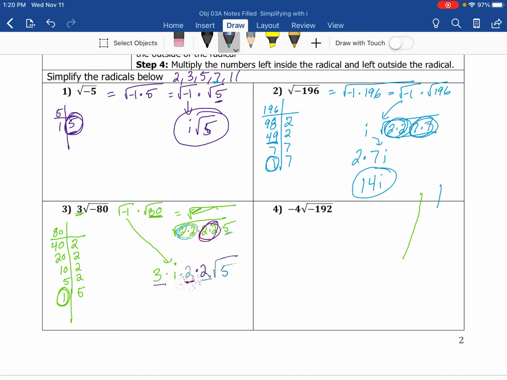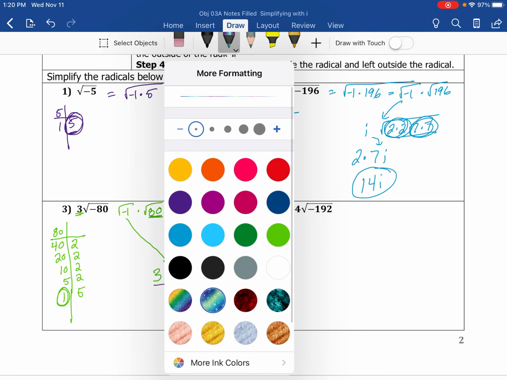I multiply all of my numbers out. So 3 times 2 is 6. 6 times 2 is 12. I have 12. I have i radical 5. And that's going to be my answer. All right, very last problem.